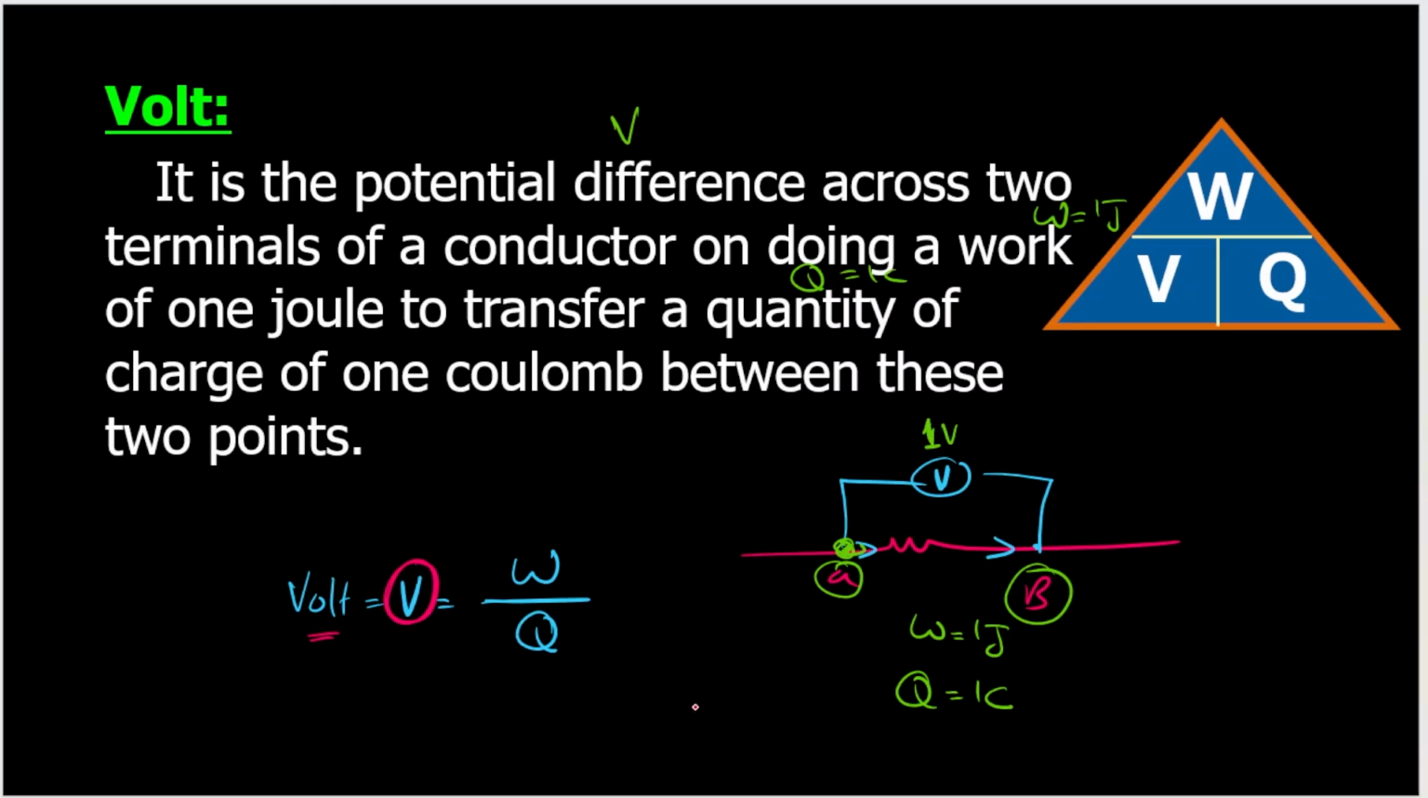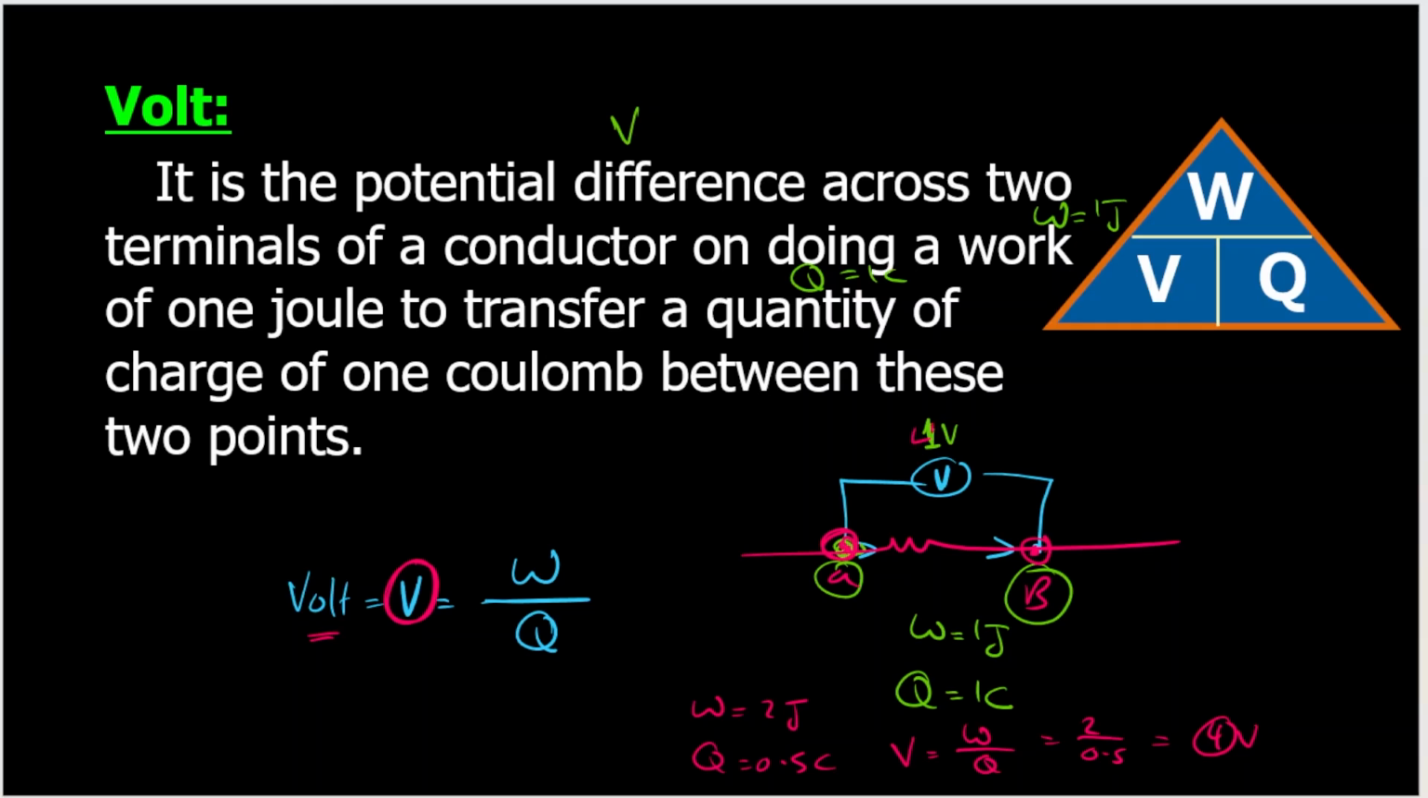What if you are doing a work of 2 joules and the quantity of charge is half a coulomb? In this case, the potential difference is equal to work over Q, so it's equal to 2 divided by half, which is 4 volts. So this means that the potential of this point is higher than this point by 4 volts.